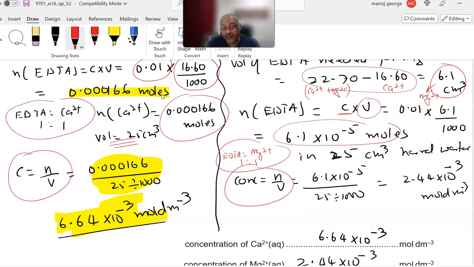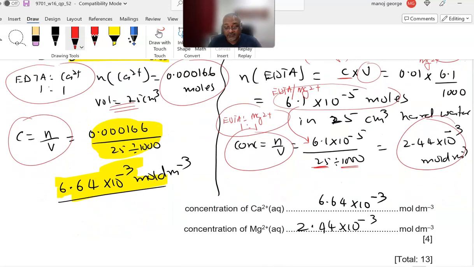I know C equals n by V. So the moles that I'm getting, this is the moles of EDTA, which also happens to be now the moles of magnesium ion because it's 1:1. So I just put that value here. And don't forget, the volume of hard water used in the first titration is also 25 cm³, which happens to be the volume of magnesium 2+ ions also. And that's the reason why that was the volume used. And don't forget, we divide by 1000 to change into dm³. And that's how we got this answer. So that explains the calculation for this question.